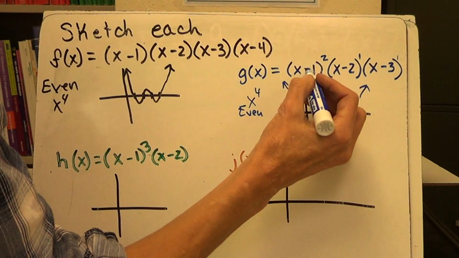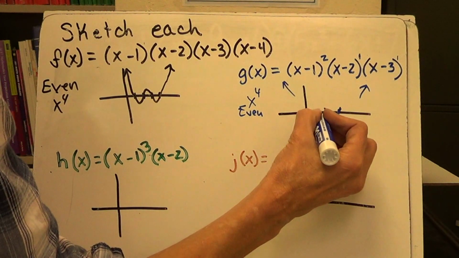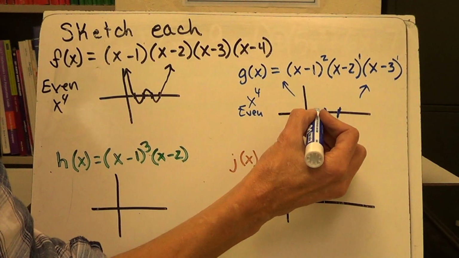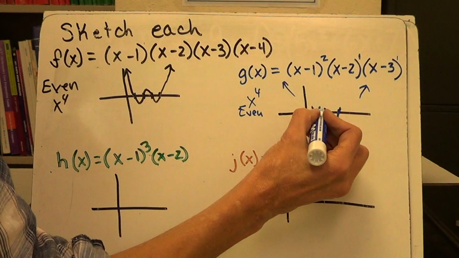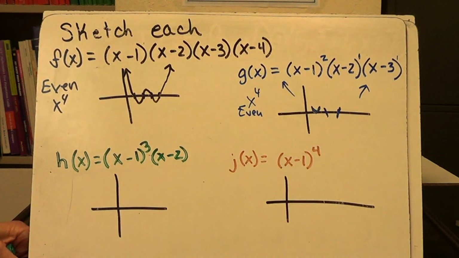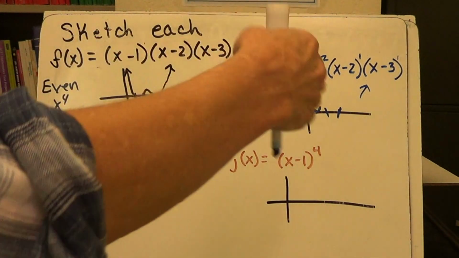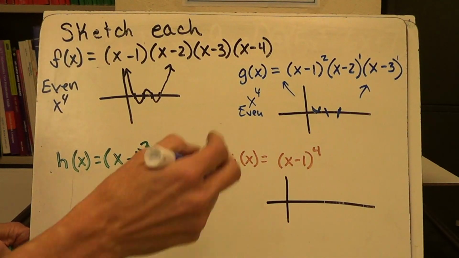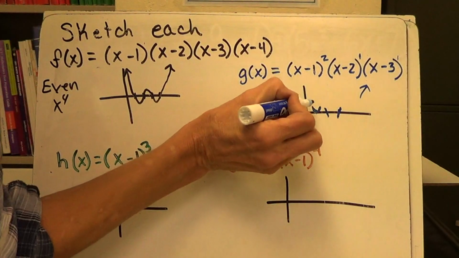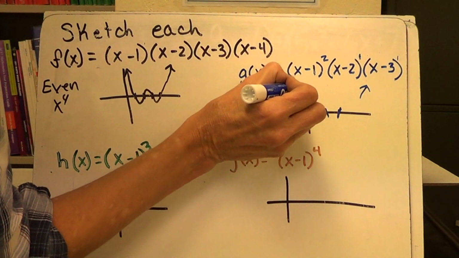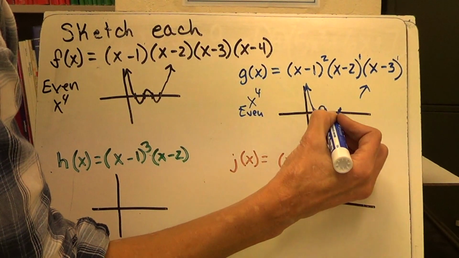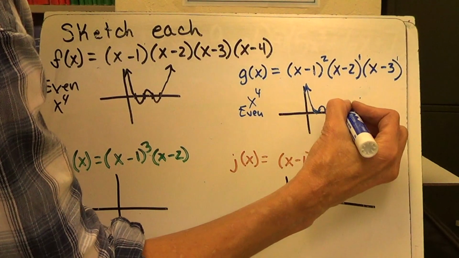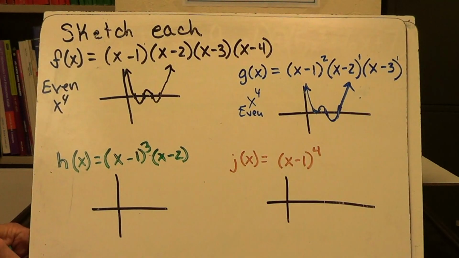The x to the first, notice how it's to the second power, it's even. That means that it's going to be tangent, just like we see on an even function. It comes down and it makes a U. It touches the x-axis. So now I connect my end behavior, and I can have that one sketched.